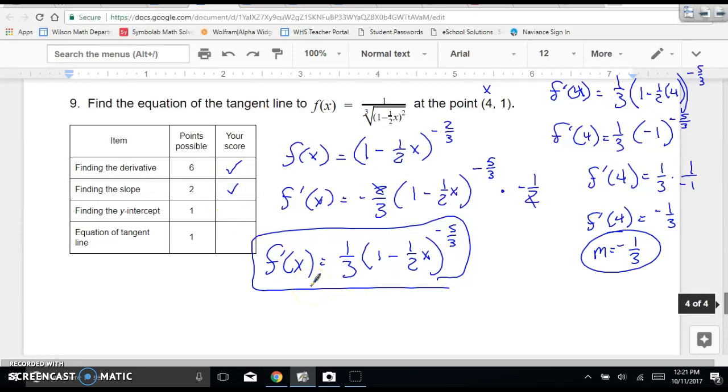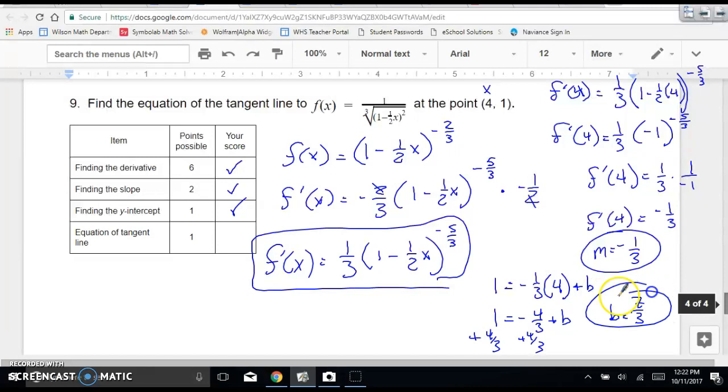Let's find the y-intercept. Okay, we know we're going through (4, 1). So 1 equals -1/3 times 4, plus b. So this is 1 equals -4/3 plus b. We're going to add that 4/3 over. Okay, and that will be, sorry about the buzzer, a positive 7/3 for b. So, intercept has been found. All we have to do is write our equation, which will be y equals -1/3 x plus 7/3. And there's your tangent line.